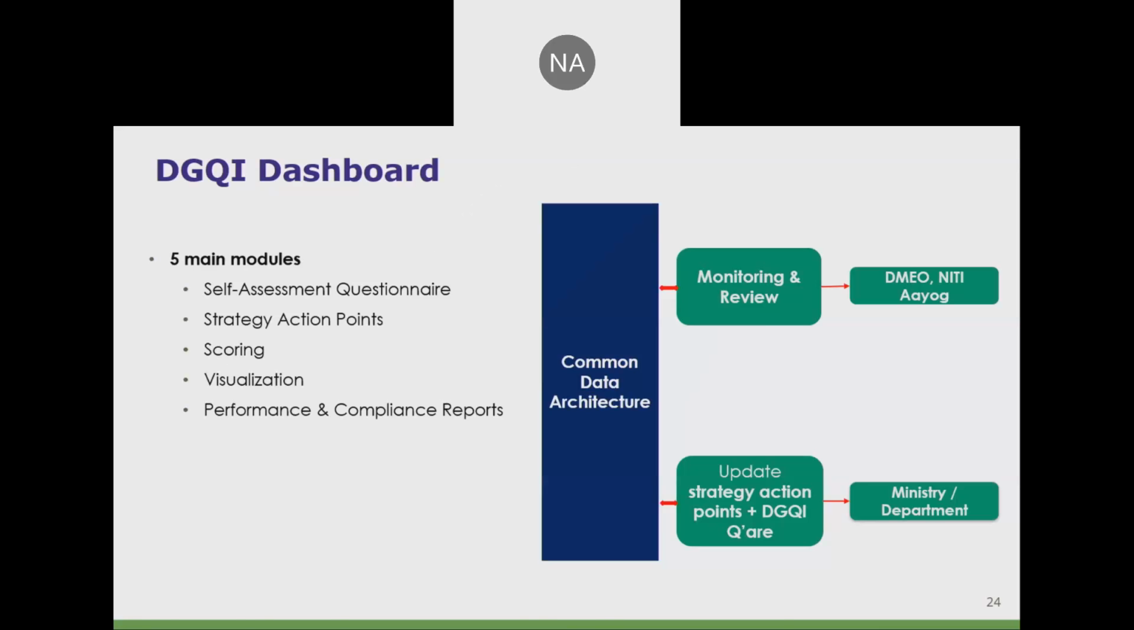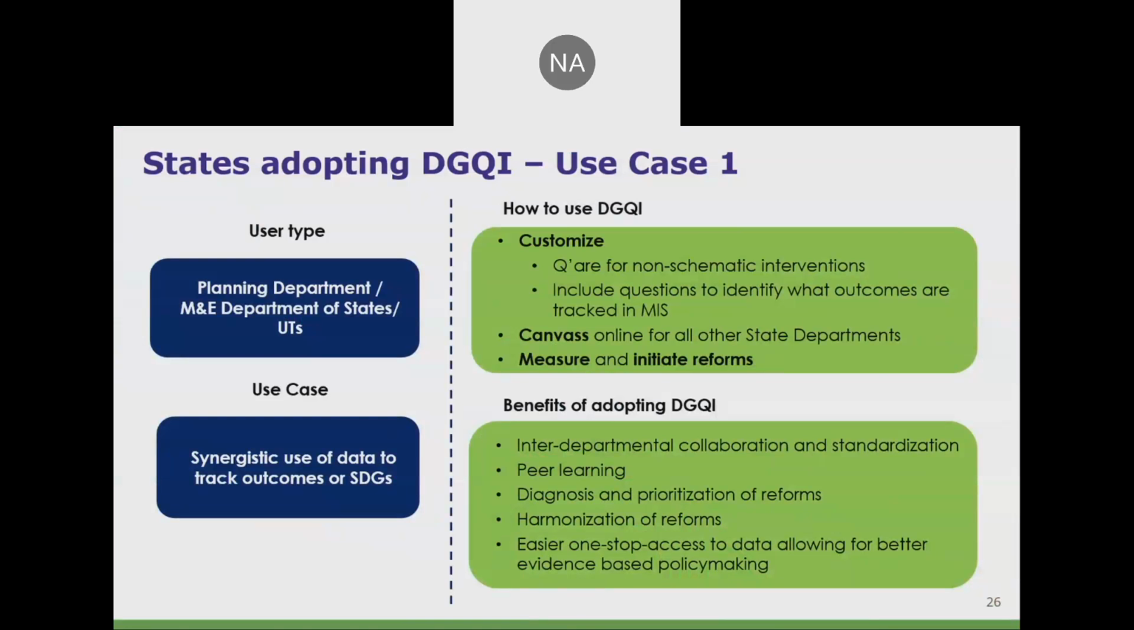Thank you, Gunjan. So having looked at the broad scope of DGQI and the method employed to calculate it, we'll now talk about the core value which the DGQI can deliver to the states, and how different departments or divisions of the state government can contextualize this tool to use it for different purposes. The first use case we talk about is for planning departments or M&E departments across the states and UTs. And oftentimes the monitoring and evaluation units themselves are housed in the planning department.